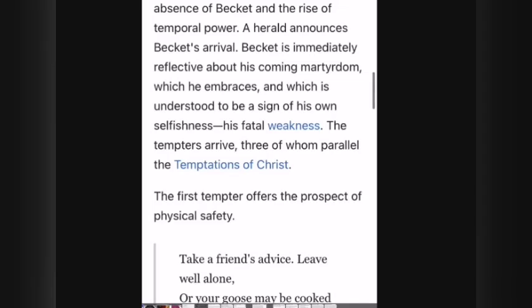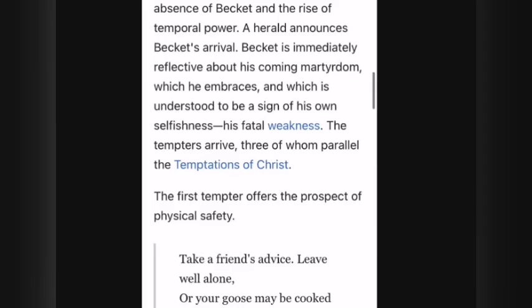The tempters arrive, three of whom parallel the temptations of Christ. So there are three people here also. They call them the tempters. So this book was trying, in a way, to connote how Jesus was tempted. That's why they call them tempters, and they are trying to compare the way they tempt him to the temptation of Jesus Christ.